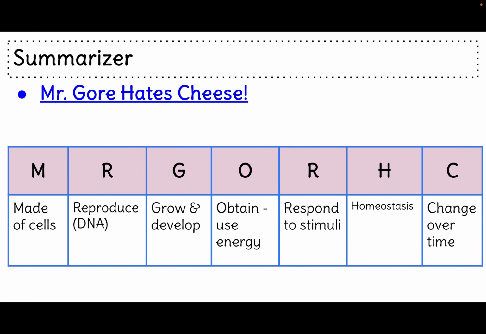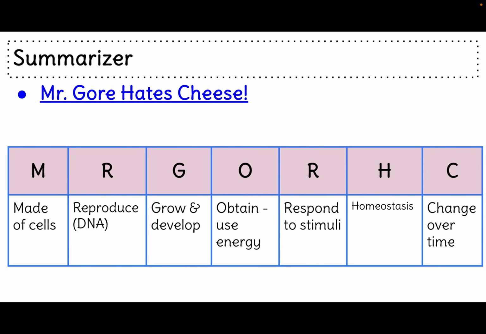And our last little part here, a summarizer. Mr. Gore hates cheese. It is a way for you to remember the 7 characteristics of life. So the M stands for made of cells. R is reproduce. In parentheses, you put DNA.